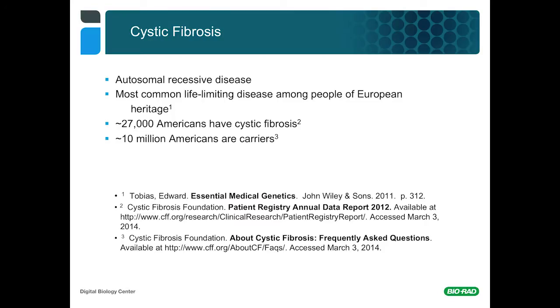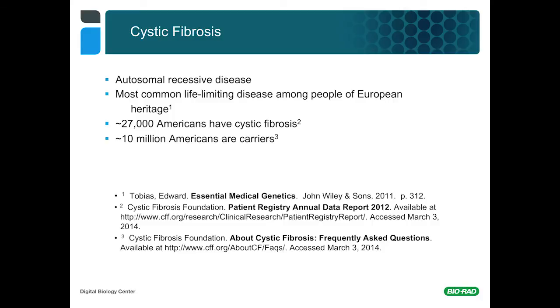Now, on to the cystic fibrosis portion of the presentation. Cystic fibrosis is an autosomal recessive disease. It is the most common life-limiting disease among people of European heritage. In the United States, approximately 27,000 individuals have cystic fibrosis, and roughly 10 million are thought to be carriers.